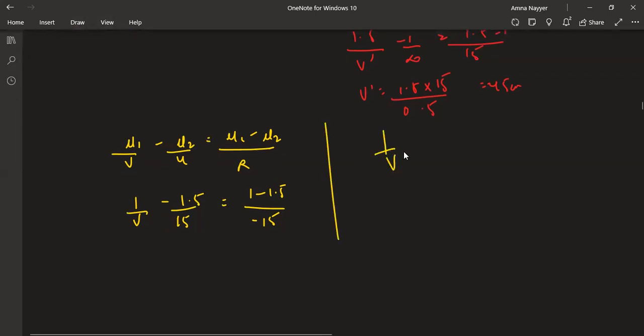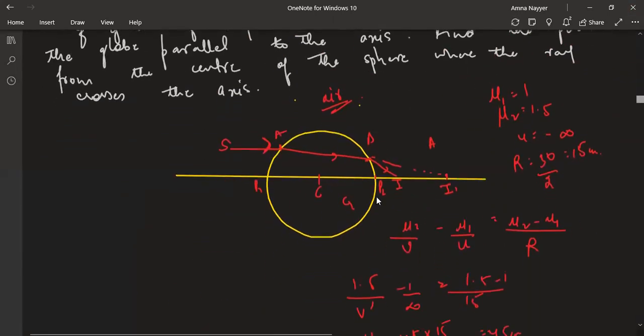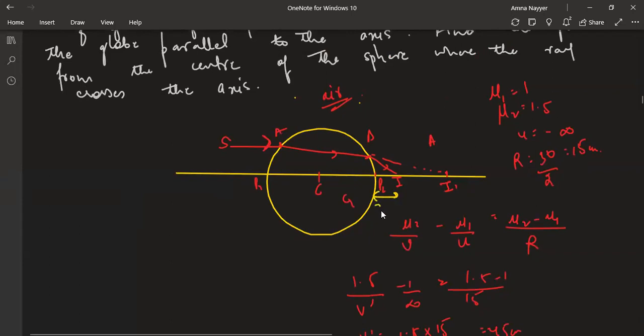Here only 1 by V when you write, this will be 2 by 15, right? So 7.5, this will be 7.5 centimeters. So you already have 15 and additionally you are getting 7.5. See, this is 7.5, this part. This is 7.5. So from the center you have to calculate.